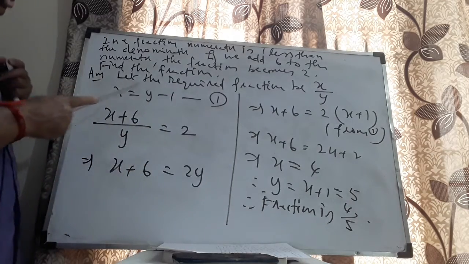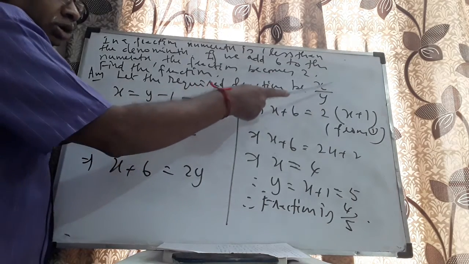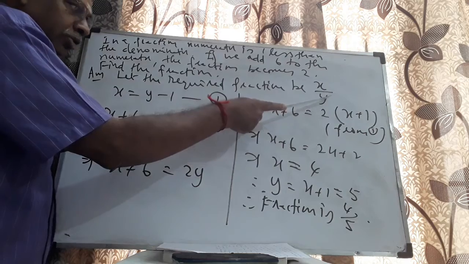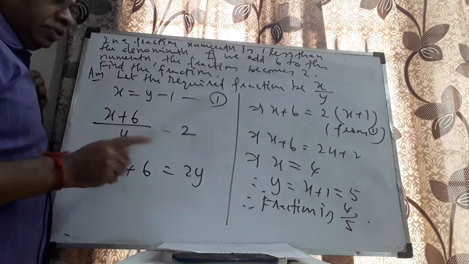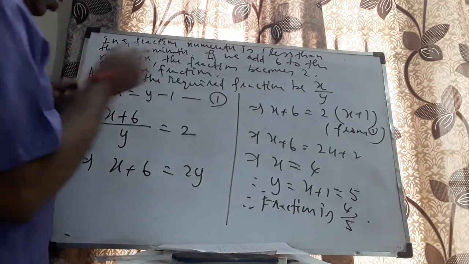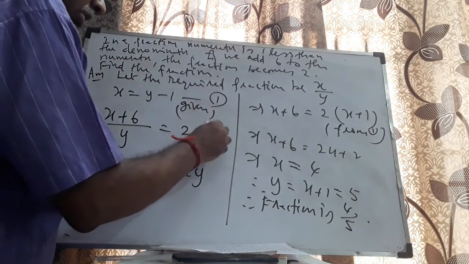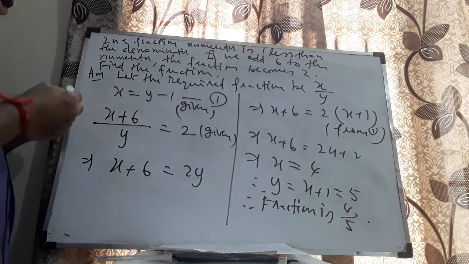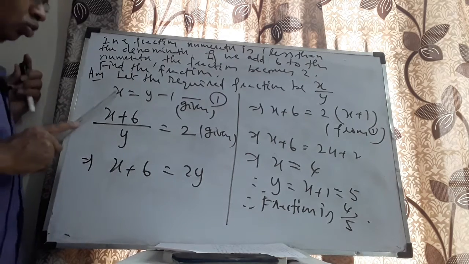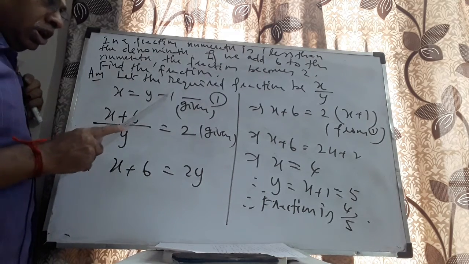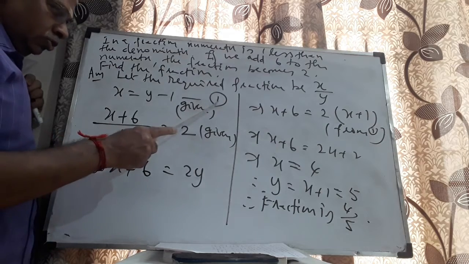Find the fraction. Let the required fraction be x by y. This is my numerator, this is my denominator. Now the numerator is 1 less than the denominator. You can very well write this as given. Numerator x is equal to 1 less than the denominator, y minus 1, equation 1.